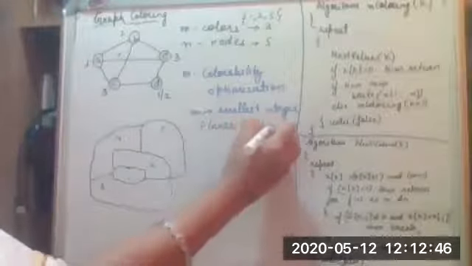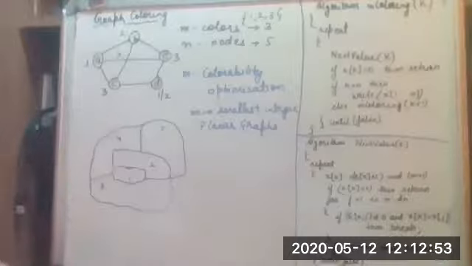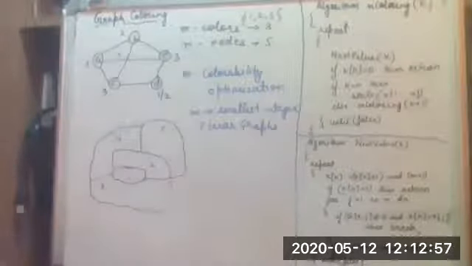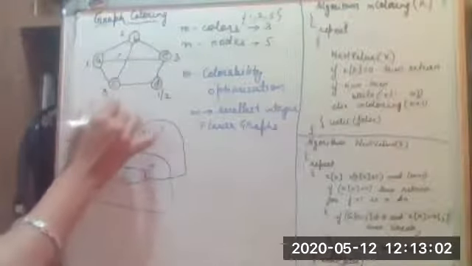what was initially believed was that 5 number of colors are sufficient to color any of those graphs or map. Now, where the application of graph coloring lies? It lies into coloring of maps.